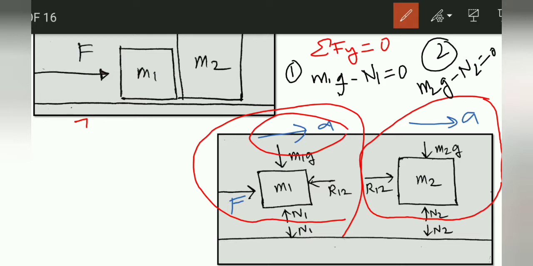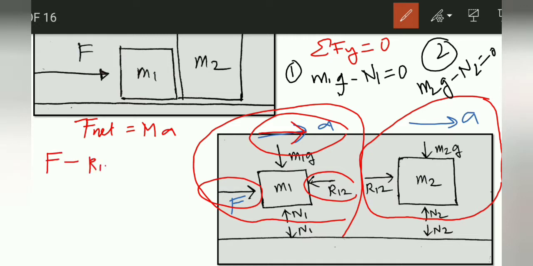Now we'll apply Newton's second law of motion, that is F net is equal to mass into acceleration. See, what is the direction of acceleration a? That is on the right hand side. So net force will be on the right hand side. F is on the right hand side, R12 is on the left hand side. These are the two forces acting along the x-axis. So definitely, since F is on the right hand side, the net force will be F minus R12. This is the net force, F net is equal to mass m1 into acceleration a. Okay, this is the equation.